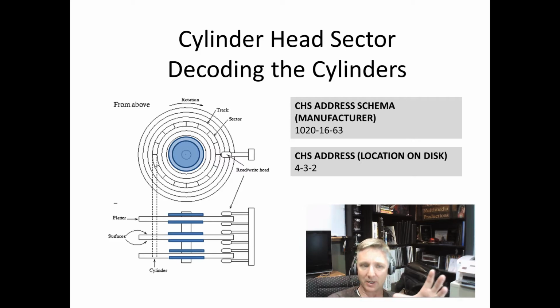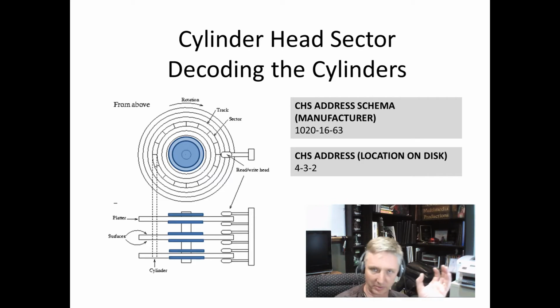Now, you remember the schema is 1020-16-63, and that's telling us, that's created by the manufacturer, that there's 1020 total cylinders on the disk. So if we were looking at this top view, looking down on the circle, we would see, on this drawing, it's very simplified, like 7 tracks or something, which is kind of silly, but it's just for visualization purposes. The diagram has 7 tracks, but in reality, this hard drive has 1,020 tracks. So they're very small, microscopic.